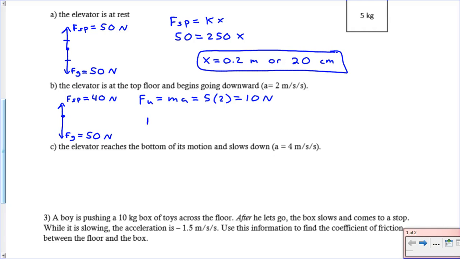Then once we have that, we know that Fsp equals Kx again, just like the last problem. Which means we know that 40 equals 250x. And if you solve that, you should get that x equals 0.16 meters or 16 centimeters. Either one of those is all right.